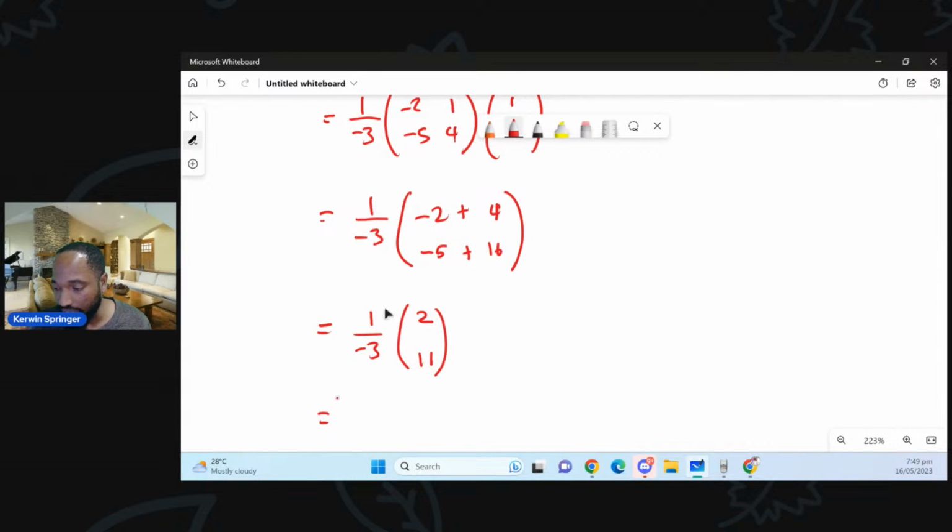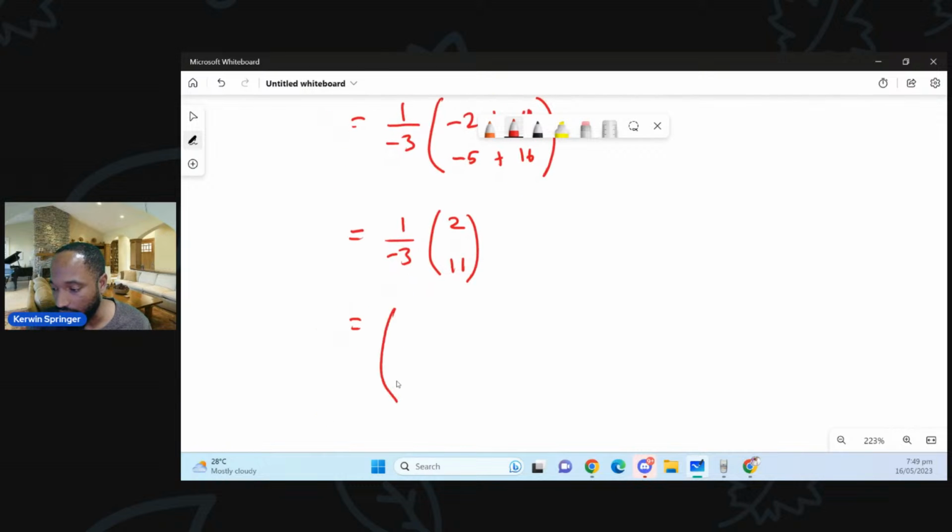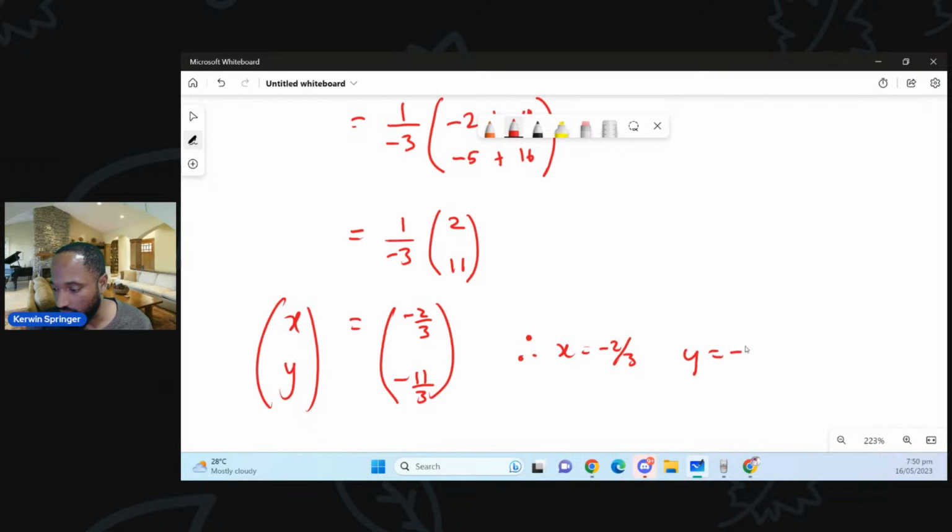So you need to bring in the fraction now. Now is a good time to bring in the fraction. So again, negative 2 over 3 and negative 11 over 3. And that's X and Y. So therefore, X is equal to negative 2 over 3 and Y is equal to negative 11 over 3.